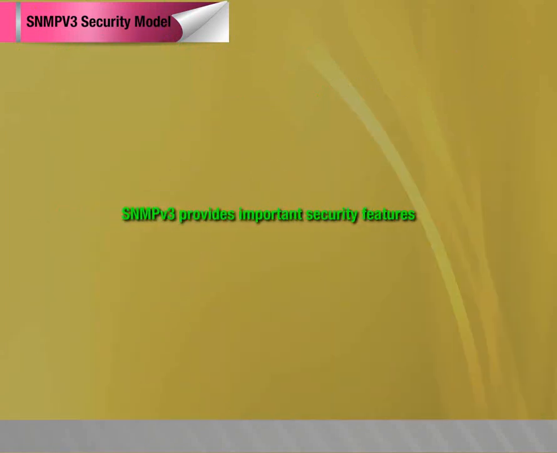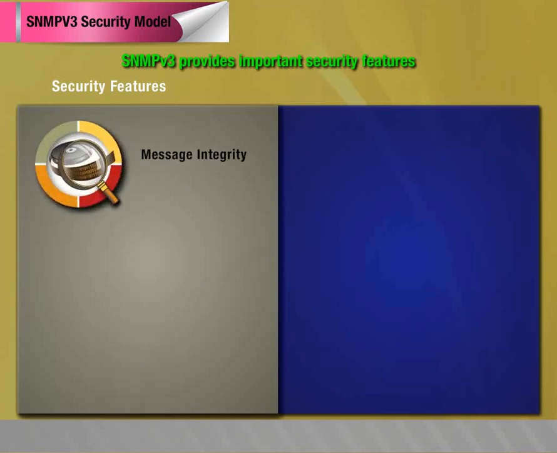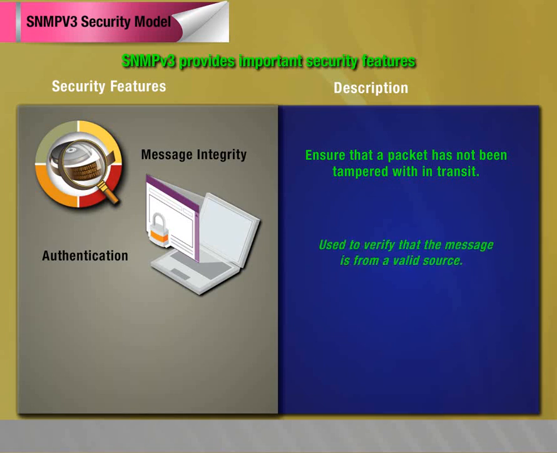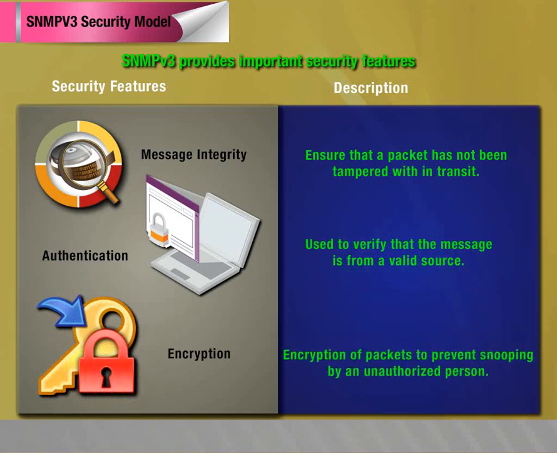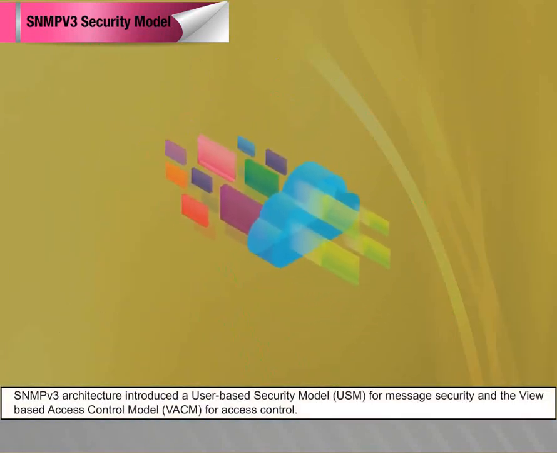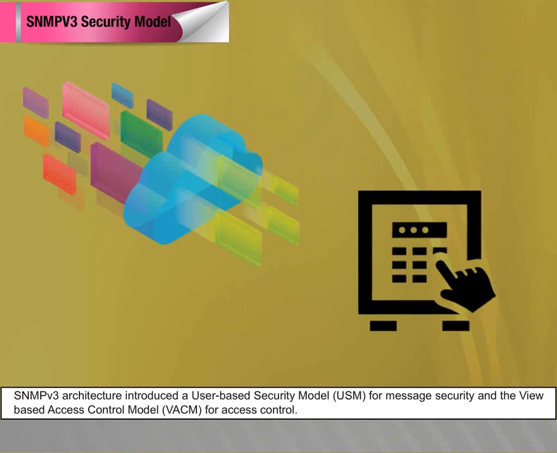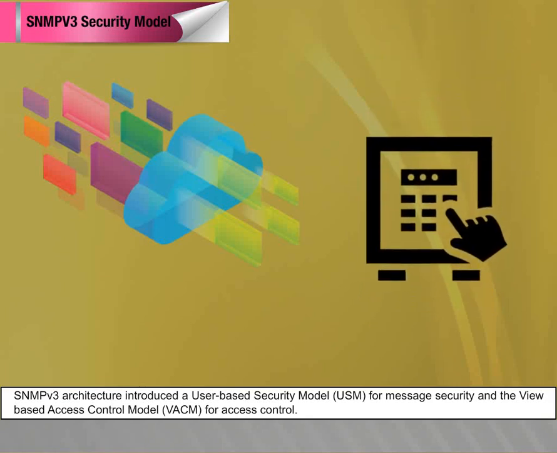SNMP v3 provides important security features. Message integrity: ensures that a packet has not been tampered with in transit. Authentication: used to verify that the message is from a valid source. Encryption: encryption of packets to prevent snooping by an unauthorized person. SNMP v3 architecture introduced a user-based security model, USM, for message security and a view-based access control model, VACM, for access control.